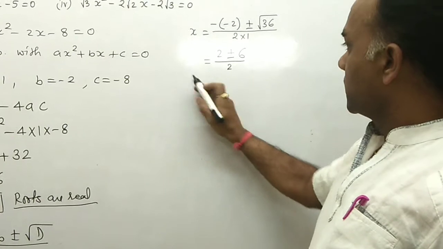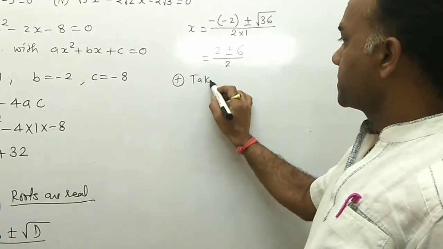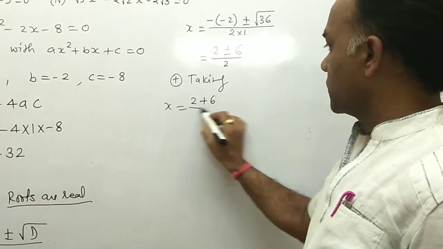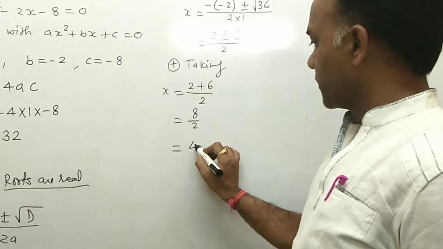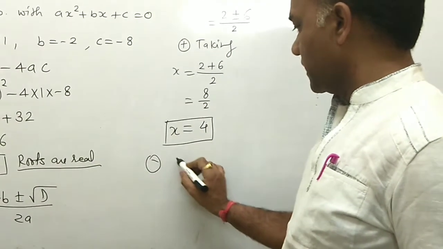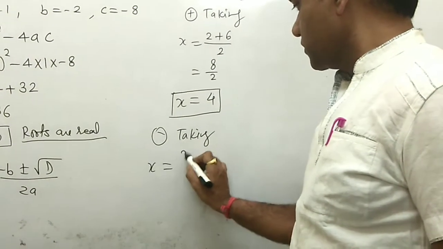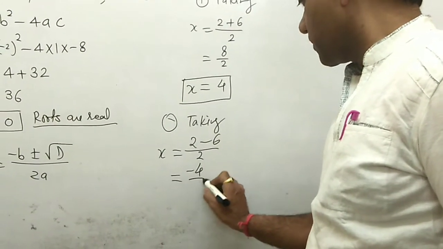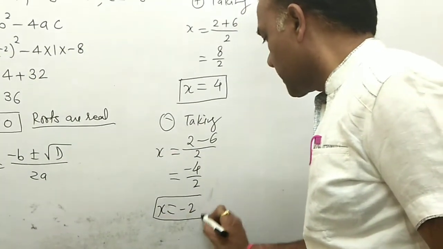Now you have plus and minus sign, so taking the plus sign, x equal to 2 plus 6 by 2, which means 8 by 2, and 8 by 2 is 4. So your first answer is x equal to 4. Now taking the minus sign, x equal to 2 minus 6 by 2. So you have minus 4 by 2, which is minus 2. So x equal to minus 2. So there are two roots.